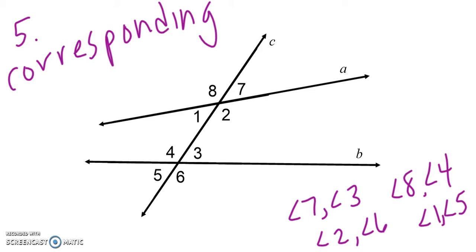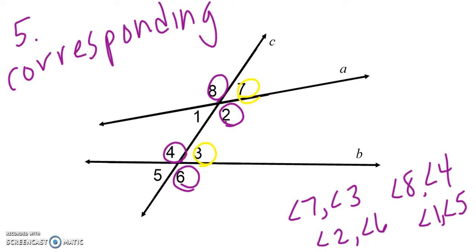And so it is non-adjacent angles on the same side of the transversal, one being interior, one being exterior. That's an example. One being exterior, one being interior. So that's an example. Another example would be exterior and interior. Non-adjacent, not next to each other, but on the same side of the transversal.